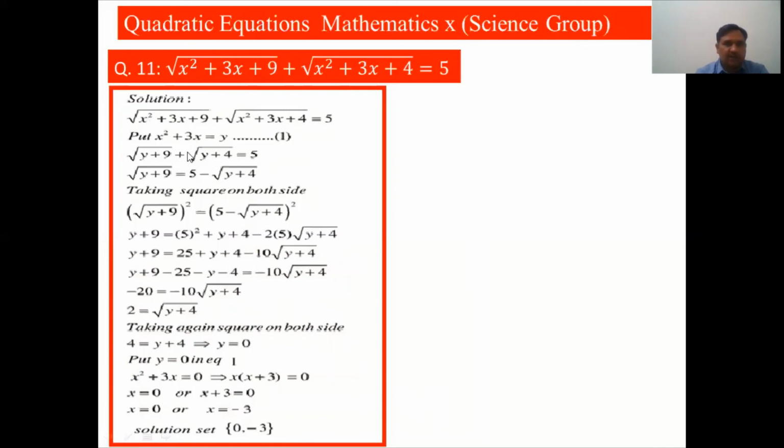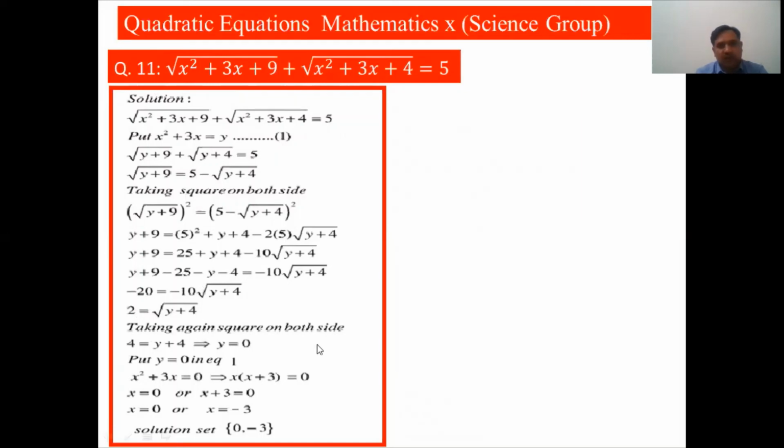Now for simplicity, we shift this term to the right hand side of the equation, and take square on both sides. When we take square, this cancels out with this one. On the right hand side, we have to use the formula a minus b whole square, which is a square plus b square minus 2ab. After expanding this expression, we have this type of equation. Since this question is the same as questions 9 and 10, you can simplify these terms. After simplification, we have 2 is equal to square root of y plus 4.